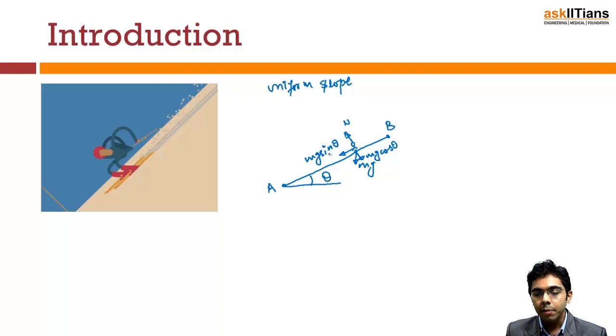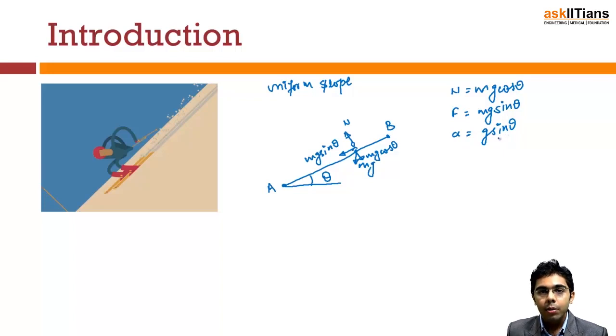That means we can apply Newton's laws of motion: the normal force is equal to mg cos theta, and the force acting along the inclination is equal to mg sin theta. Therefore we can say that acceleration is equal to g sin theta. Now I talked about the uniform slope. Uniform slope means theta will remain constant for the complete motion. Since g is constant and theta is constant, a will be constant.